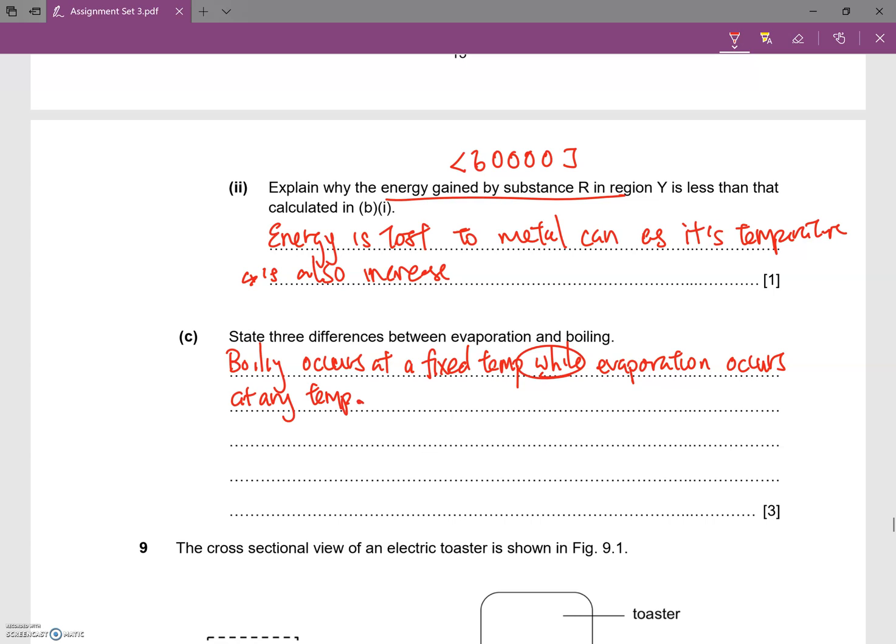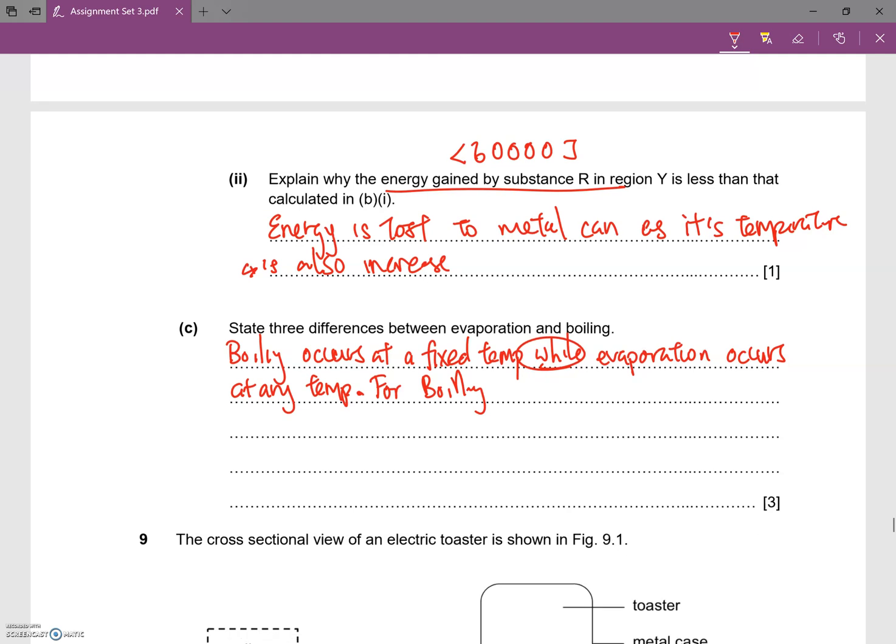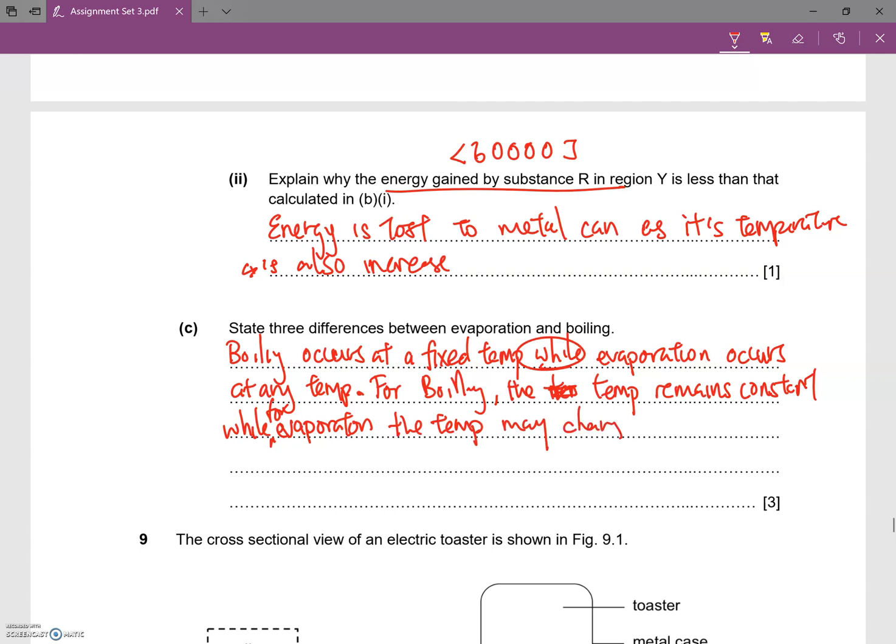Next one, for boiling, the temperature remains constant, while for evaporation, the temperature may change. In case you forgot, when you have evaporation, it actually causes cooling. So the temperature of the substance will actually drop.